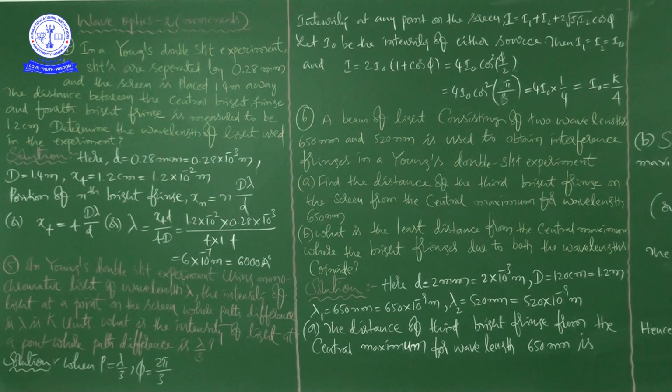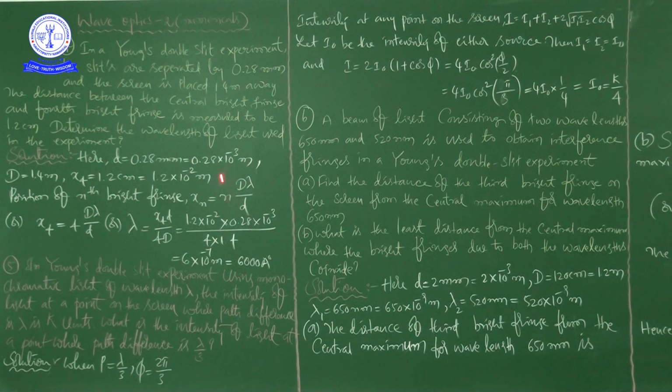Now, you know the formula for the position of the nth bright fringe, right? According to this problem it is the fourth bright fringe. But irrespective of the number of the bright fringe, the general formula for the position of the nth bright fringe, xn, is equal to small n into capital D lambda by small d.